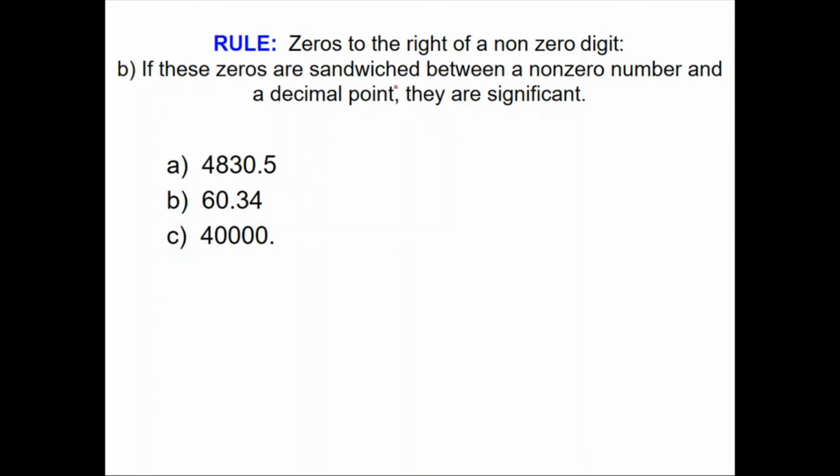If these zeros are sandwiched between a non-zero number and a decimal point, they are significant. As you see, this 0 is at the right of a non-zero number, but it is between the decimal point and a non-zero number. So this 0 and that one, and here we have a decimal also. This dot is very important here. If you have this decimal here, it means these are all significant. But if you don't have a dot here, it means they are not going to be significant.